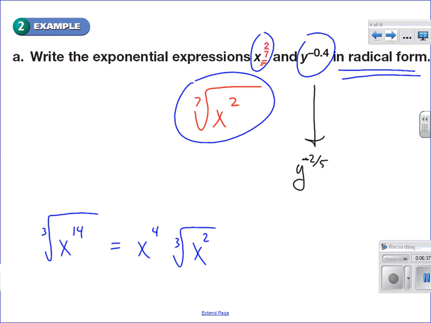So that's step one. And then step two is saying, okay, again, properties of exponents. What do I do with negative exponents? I move them downstairs to make them happy. So 1 over y to the 2/5.